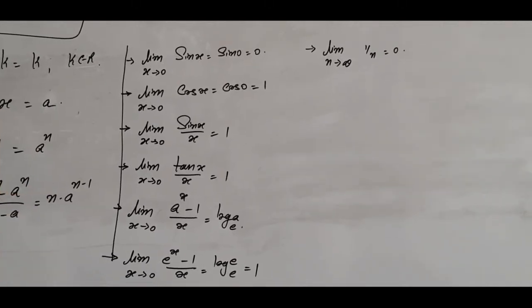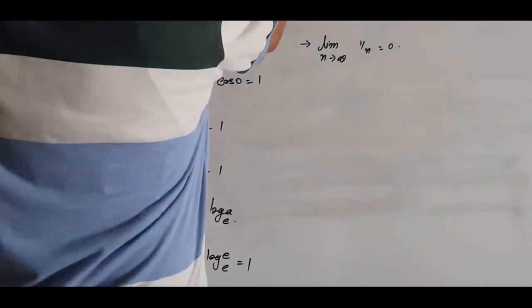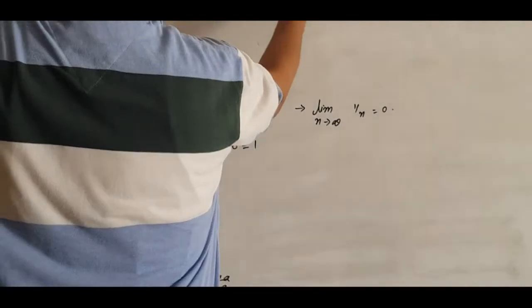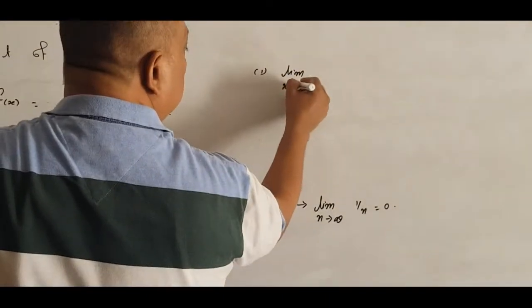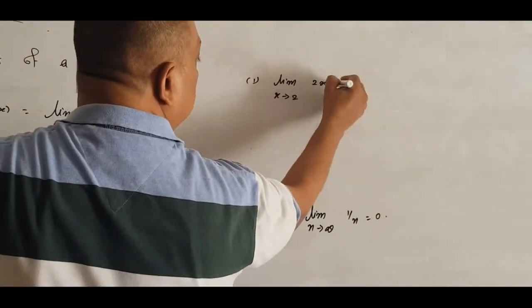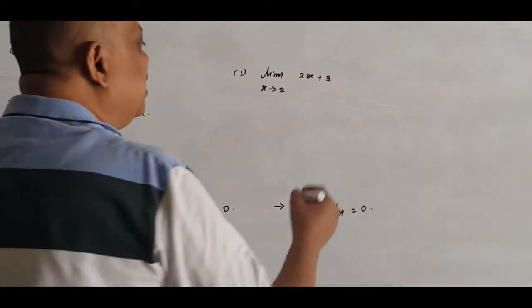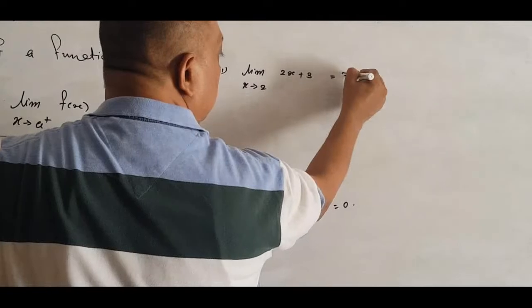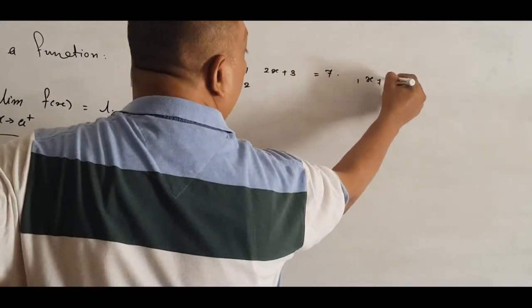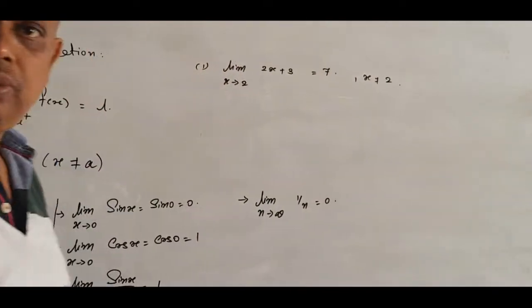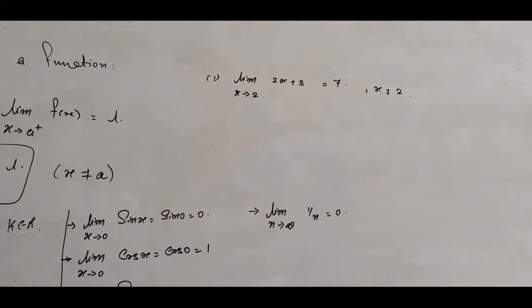Here a few things are there, basically. If I take one example, limit of x tends to 2, 2x plus 3. You get the answer as 7. But here x is not equal to 2. Here x is not equal to 2.